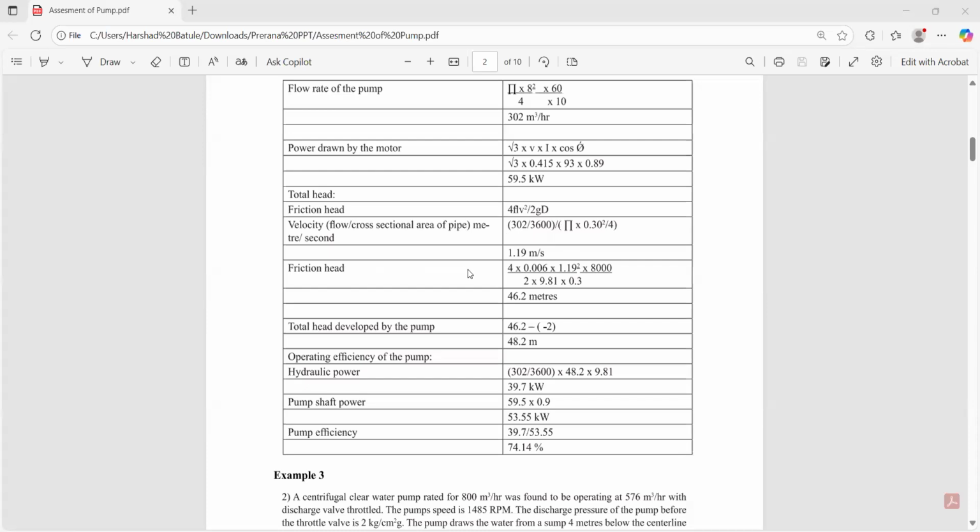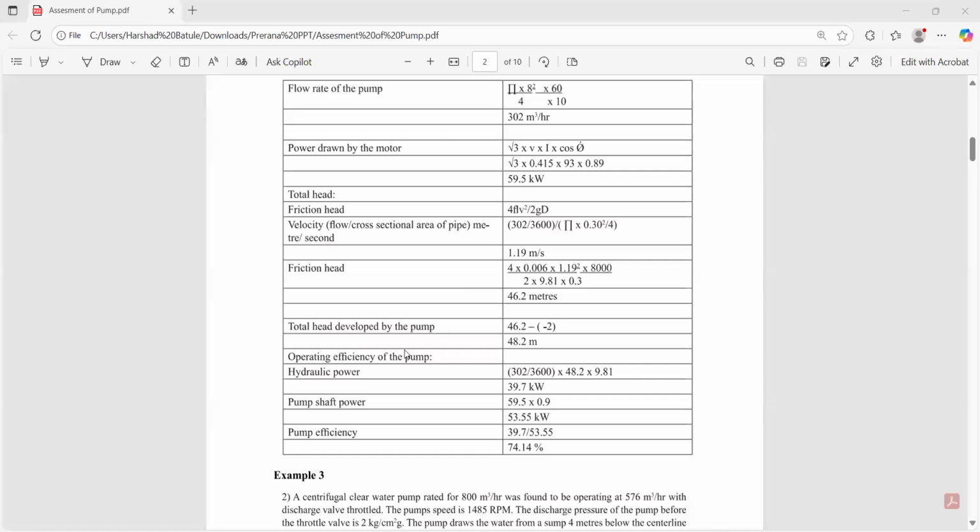After that, we need to calculate the frictional head. So frictional head would be 4 into F, given as 0.006 as the frictional coefficient, V is 1.19, we have calculated, 1.19 square, and the length of the pipe is given as 8 kilometer, means 8,000 meter, divided by 2 GD, 2 into 9.81 into diameter of the pipe 0.3. So you have calculated the frictional head or discharge head as 46.2 meter.